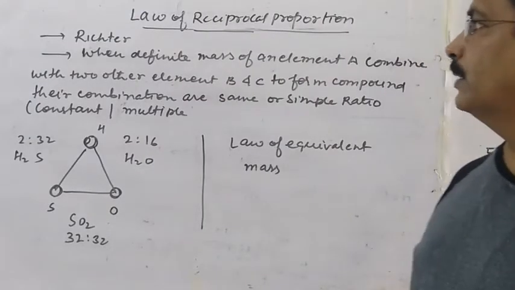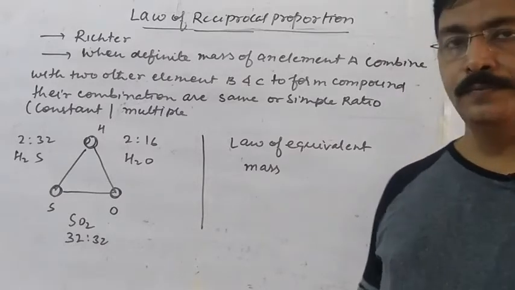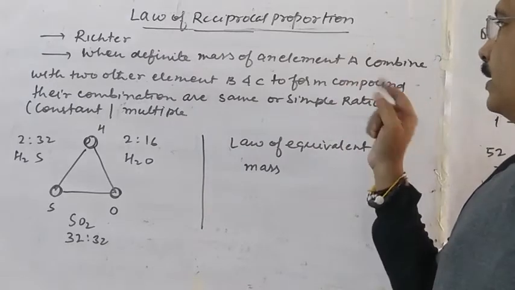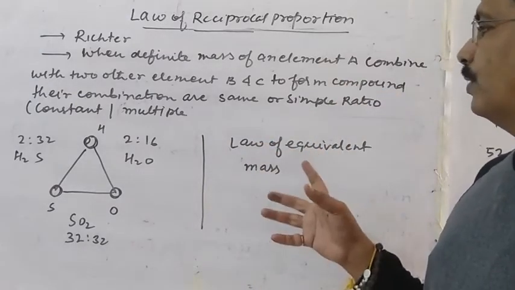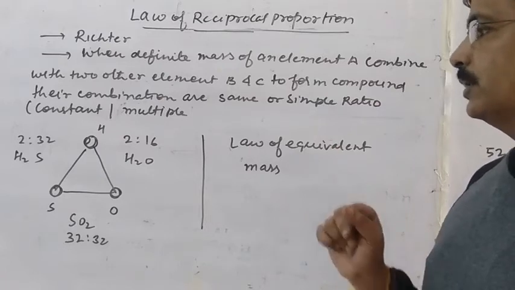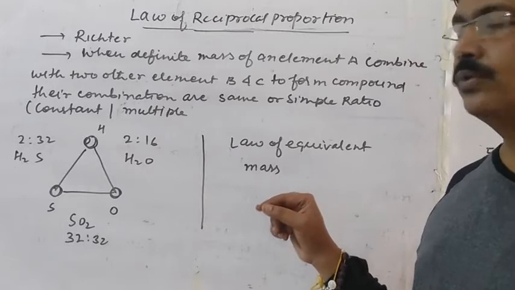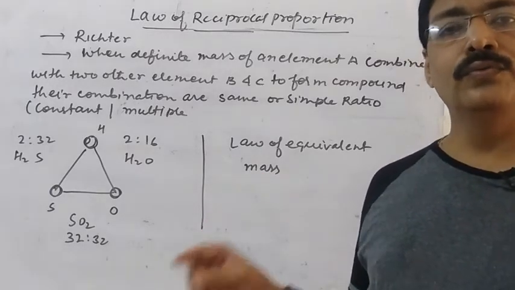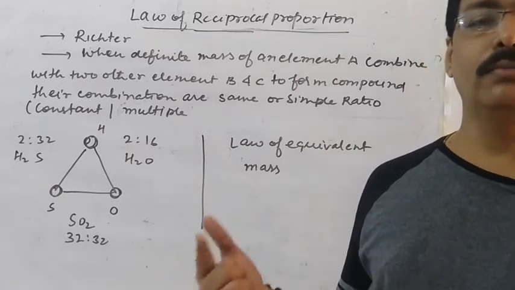Now students, we come to the last law, the law of reciprocal proportion. This law was given by Richter. He explained that when different masses of an element A combine with two other elements B and C to form compounds with a constant ratio, and if B and C also react with each other, then they form a compound in which the B and C ratio is constant or in a multiple form.